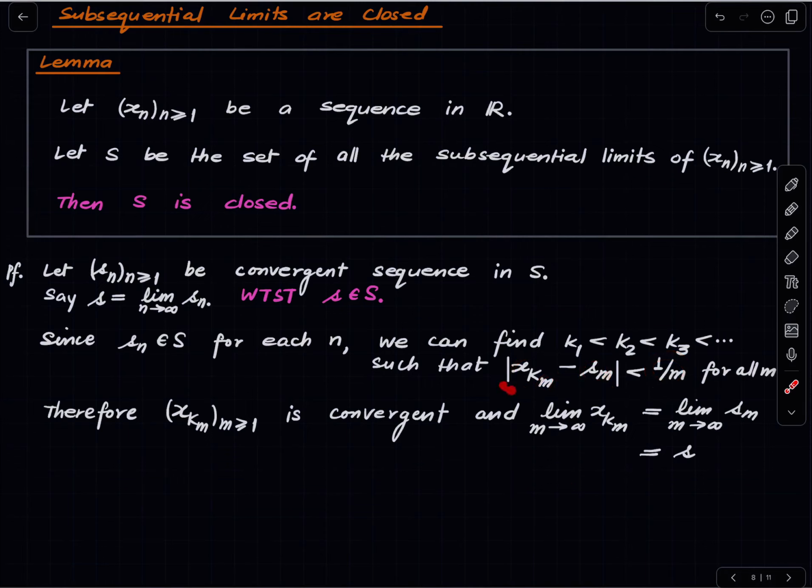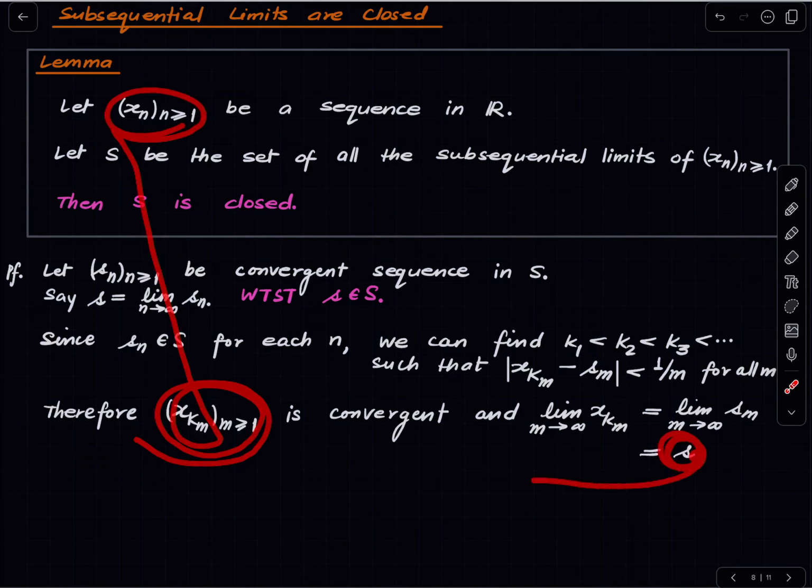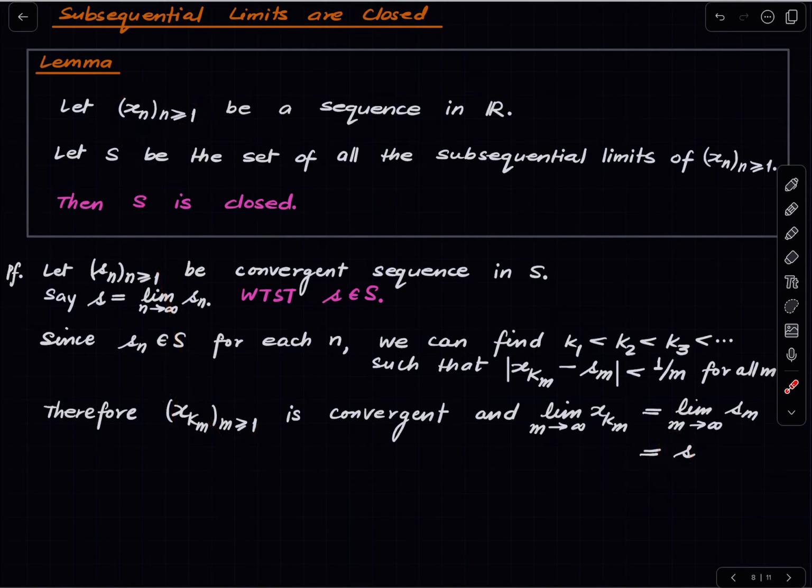This is just a triangle inequality argument, but the colloquial way of saying it is this. Sm is coming closer and closer to s, and xkm is coming closer and closer to Sm. So these two are also coming closer and closer, and therefore this one converges to s. But again, write down a formal proof if you're just a beginner with these arguments. So we have constructed a convergent subsequence of the original sequence which converges to the point s, and this is what we wanted to do. This shows that little s is a subsequential limit and hence an element of capital S. So we have proven this lemma.